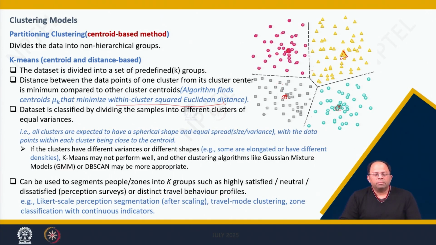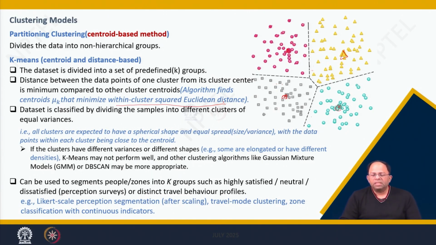So that means all clusters are expected, because it's the same variance, to have spherical shape and equal spread or size, with data points within each cluster being close to the centroid. Because all the clusters have similar variance, it will automatically try to assume a circular shape, right. But it may so happen that we are not finding that circular shape. That means it has different variances. In that case, probably this would not be the right model to use.